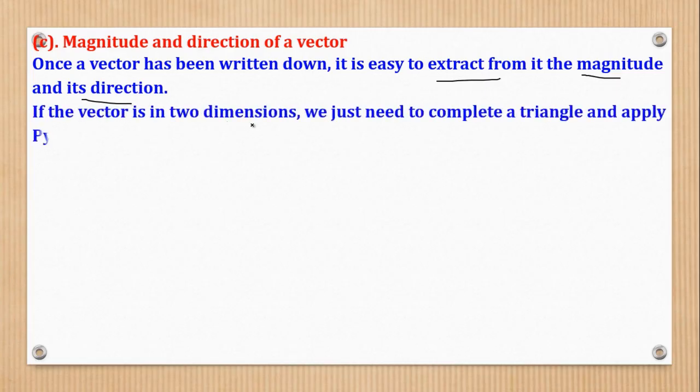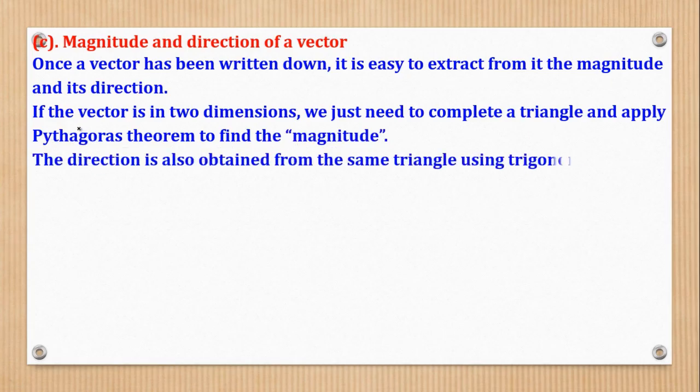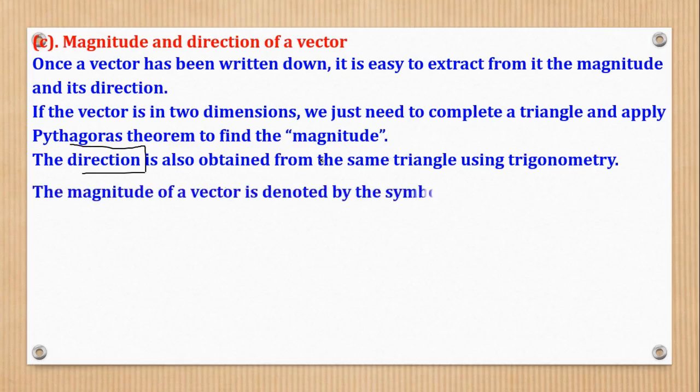So if a vector is in 2 dimensions, we need to complete the triangle and apply Pythagoras theorem to find the magnitude. So how do we do that? We shall say what is done. Then direction, here in A-level, direction means angle. So direction is also obtained from the same triangle using trigonometry. I think you remember SOHCAHTOA in O-level, which was used for right angle triangles. So we shall also be using it here.